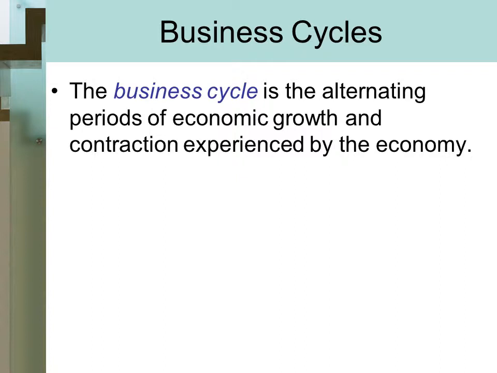But unfortunately, we don't grow at the same rate every year. The economy goes through periodic ups and downs, swings of economic activity, economic good times and economic bad times, and economists refer to this idea as the business cycle. So, here's your technical definition of the business cycle: alternating periods of economic growth and contraction. That's the way we define business cycles.